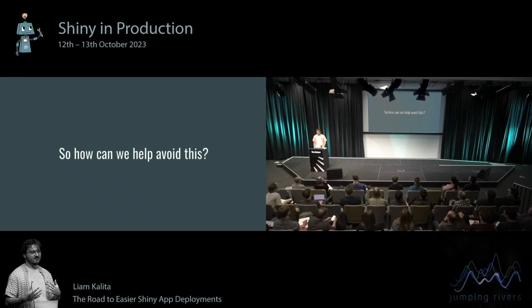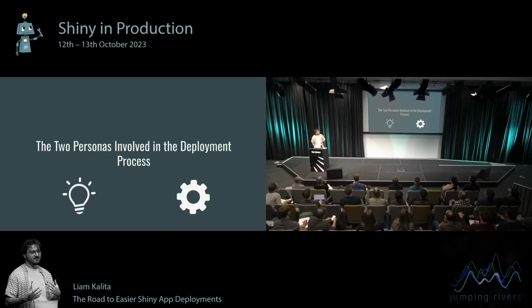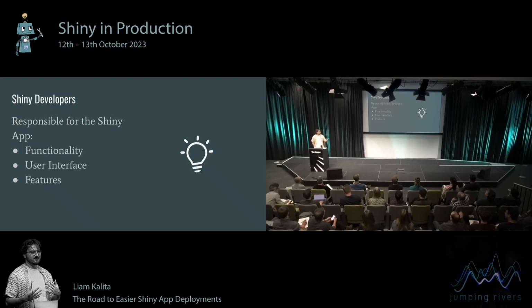I like to think that there's two personas involved in the deployment process. Now, these personas could be separate people, it could be two separate teams, it could be the same person who sees through the whole process. They develop the app and then they deploy it themselves and figure out all the server stuff. The first persona is the developer. They're individuals that write code to create applications. They work on functionality, user interface, features.